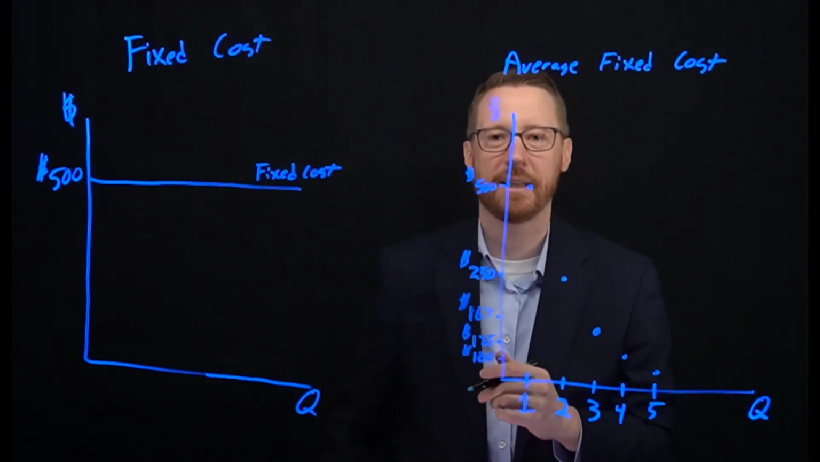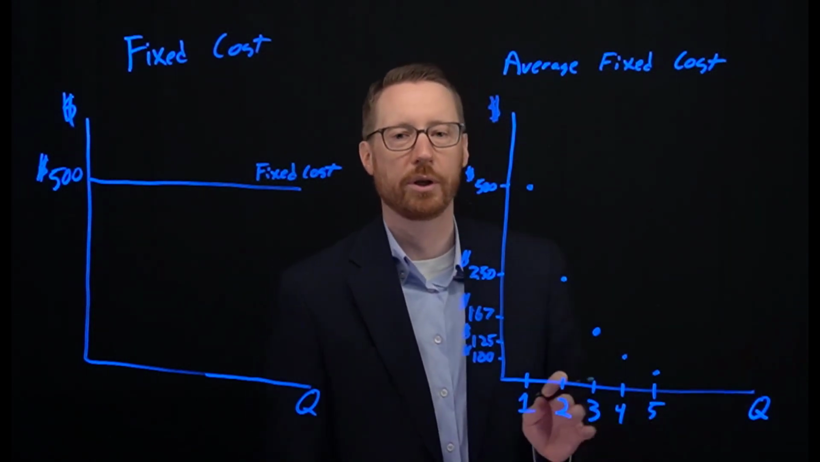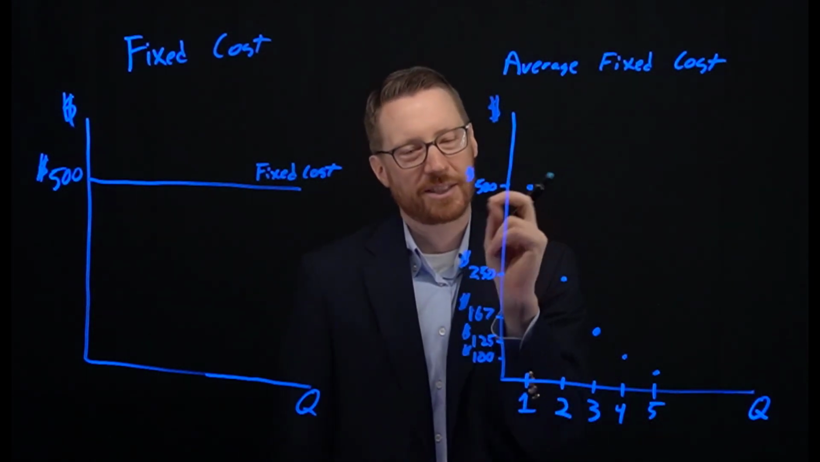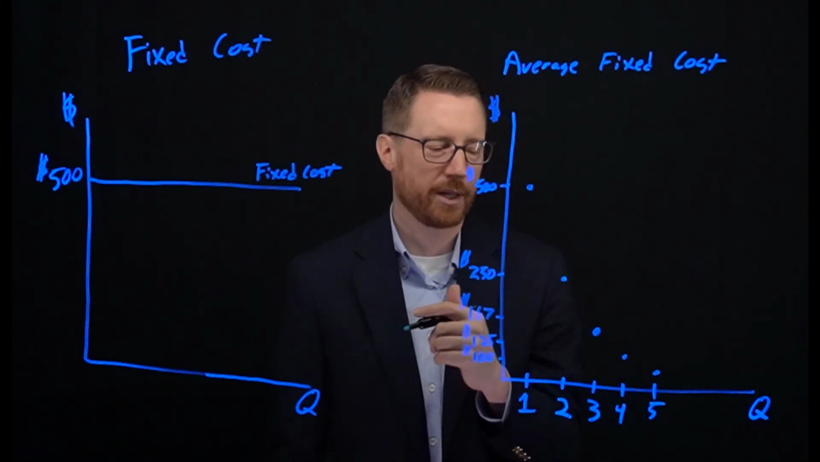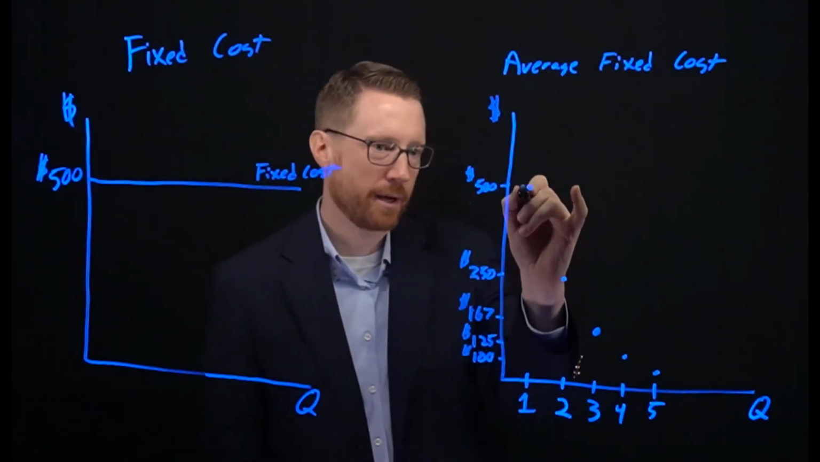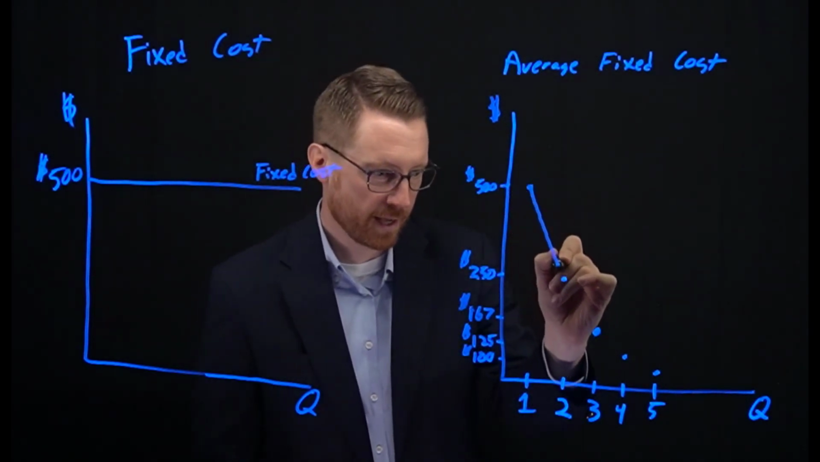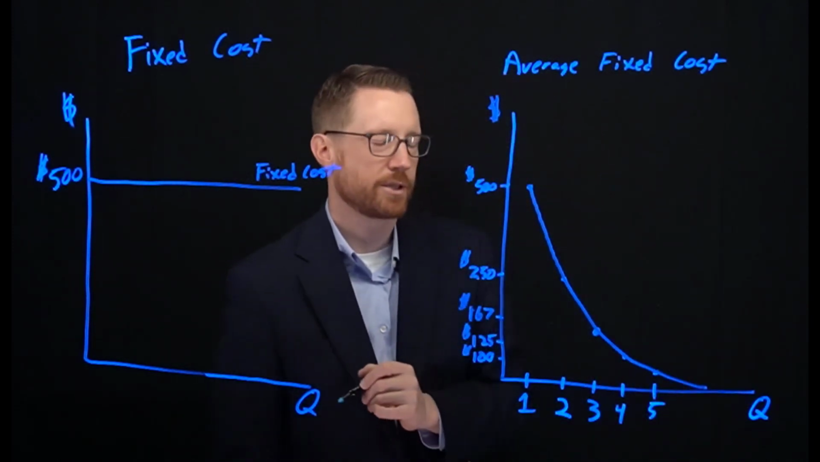So what's happening, the average fixed cost, as it's being spread across more and more units, the amount assigned to each unit, or the amount of rent allocated to each unit, if you want to think about it that way, is getting smaller and smaller and smaller. So what does this average fixed cost curve look like? Something like that.